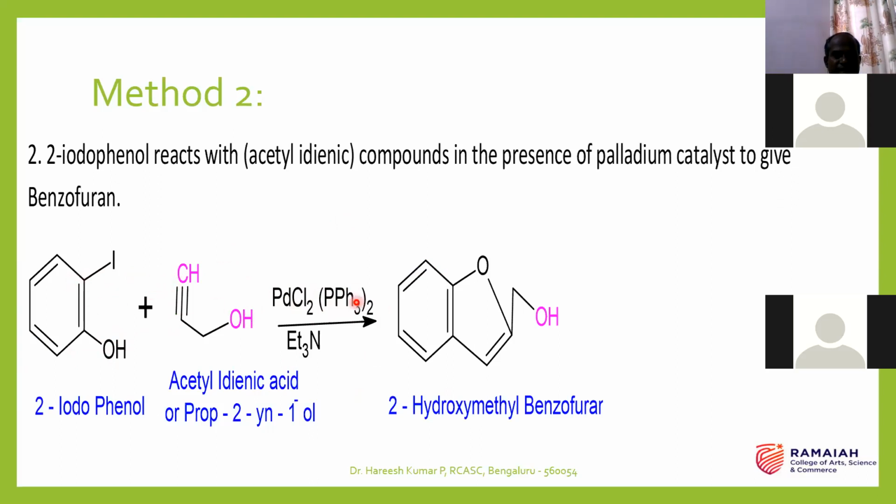So this reaction is facilitated by the catalytic organometallic reagent. By using this, one can convert an iodophenol into a hydroxymethyl benzofuran. So this is hydroxy, this one is methyl, hydroxymethyl benzofuran. So these are the two methods by which one can prepare or synthesize benzofuran. Okay. So with this, I will go to the next slide.